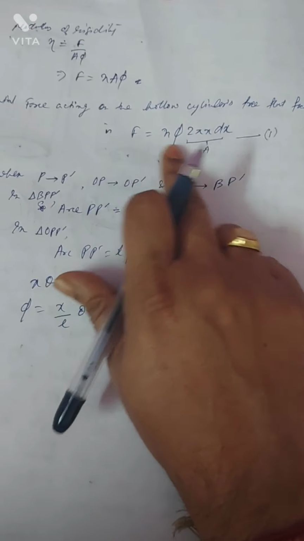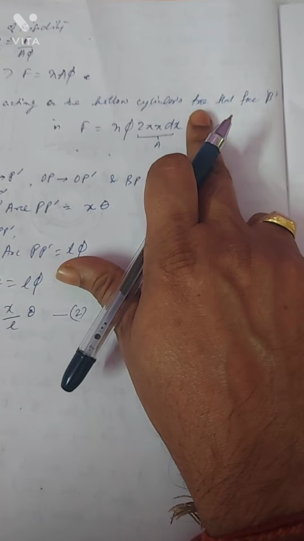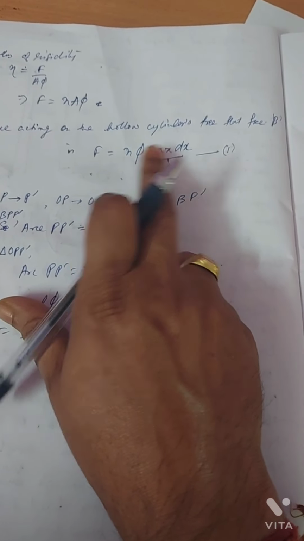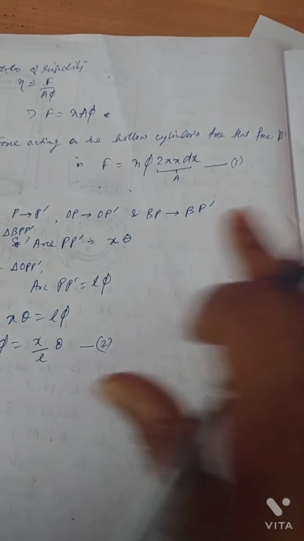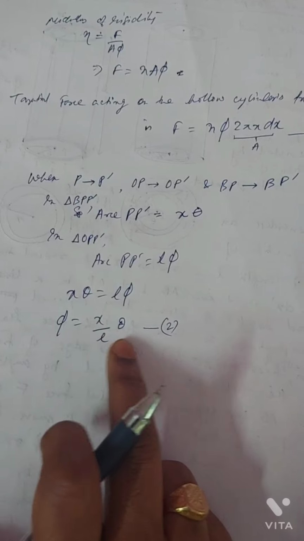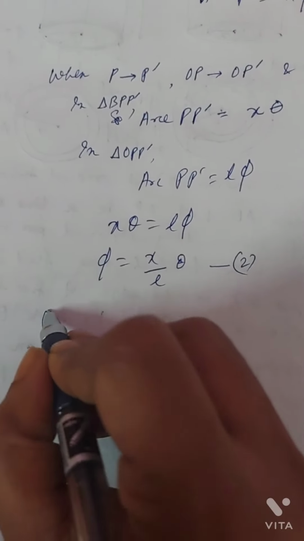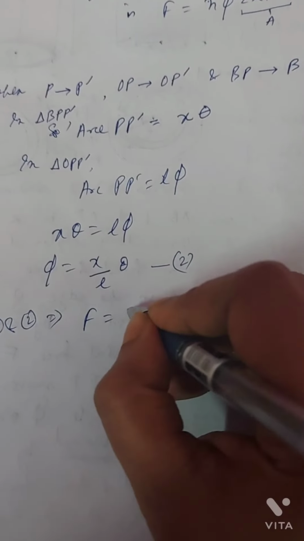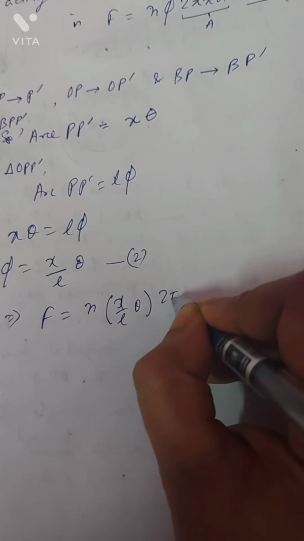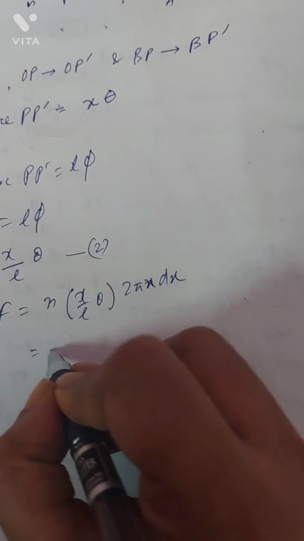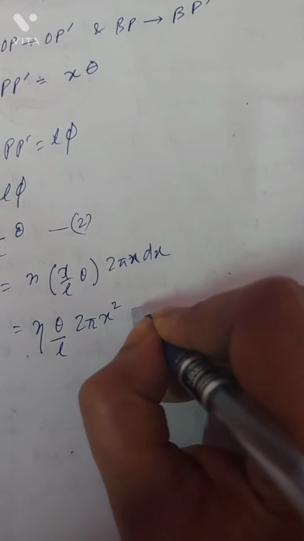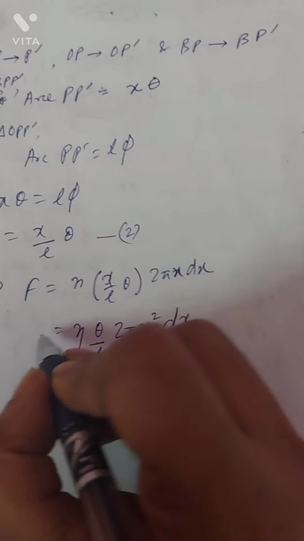Now as you see, this is the force equation, equation 1, the tangential force acting on the hollow cylinder's free face B. It is eta into strain into area, and the shearing strain is given by x theta by L. So using relations 1 and 2, the force is given by eta, instead of phi we write x theta by L, twice pi x dx, which is equal to eta theta by L twice pi x square dx. So this is the expression for the force.